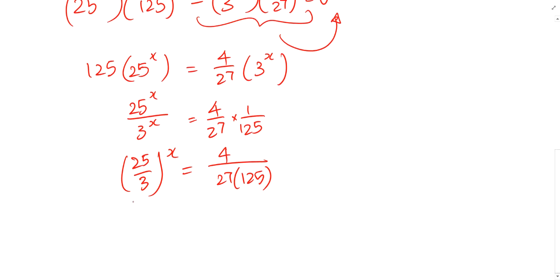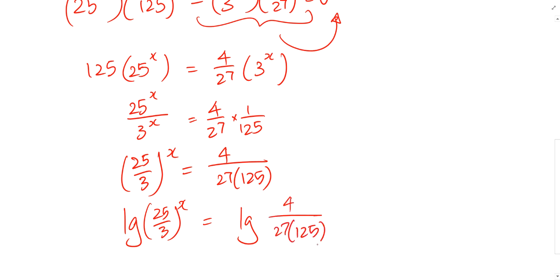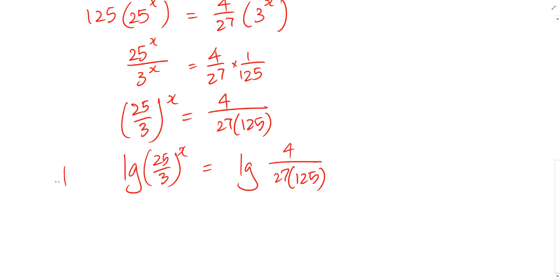So here I've got number to the power unknown equals another number. How do we solve this? What do we do? Since the bases are very difficult to make the same, you try and error for very long, you also may not be able to get it. Take log on both sides. Log of 25 over 3 to the power x equals log of 4 over 27 times 125. So this is the crucial step where you take log on both sides.